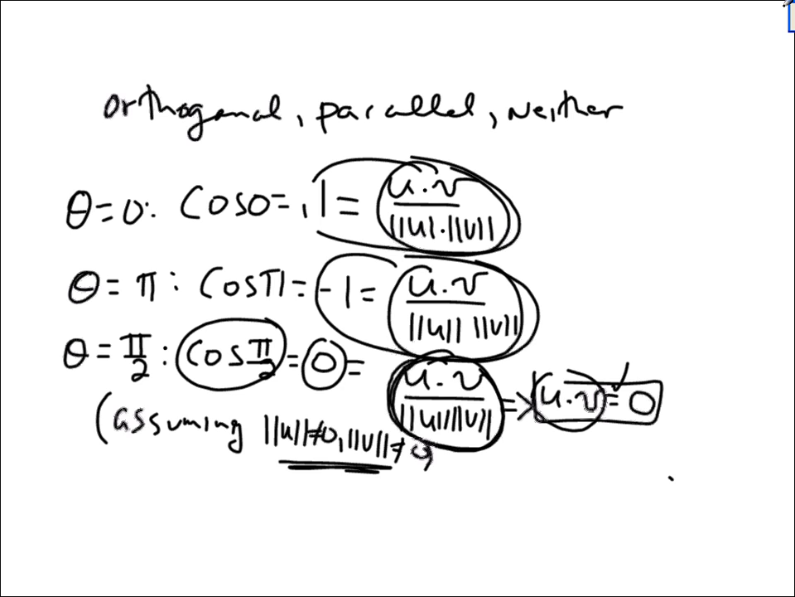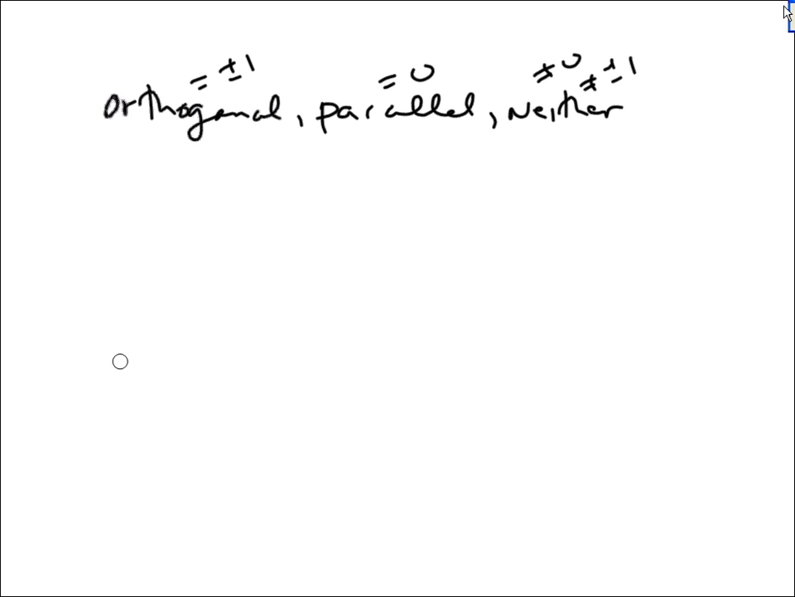And that means the angle was pi over 2. Okay, parallel means you get plus or minus 1. Orthogonal means you get 0. And neither means you don't get 0 and you don't get plus or minus 1. So that's something you have to know. Two vectors are parallel if u dot v divided by the length of u times the length of v is plus or minus 1. They're orthogonal if it's 0, which means u dot v is 0. The numerator is 0.